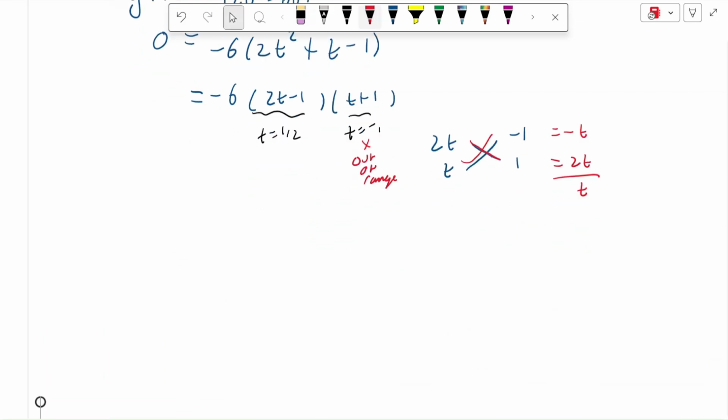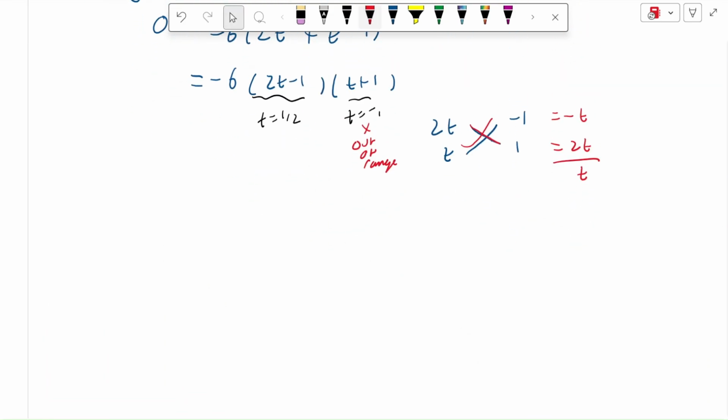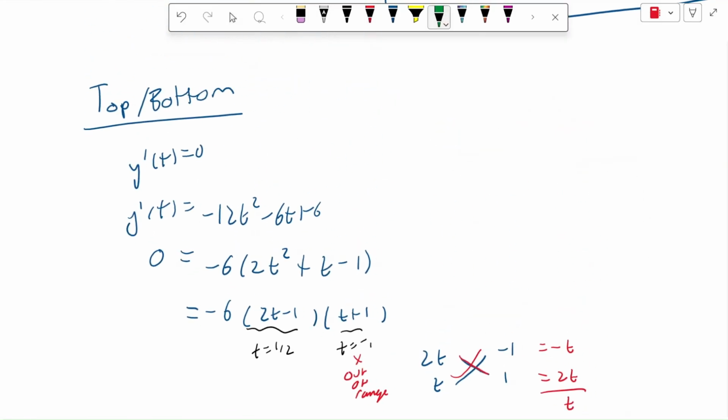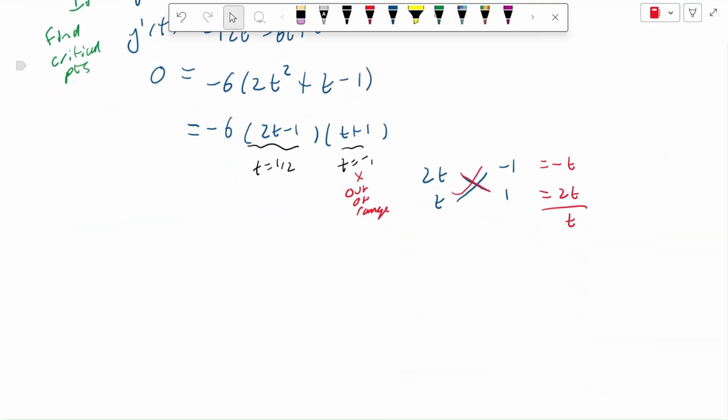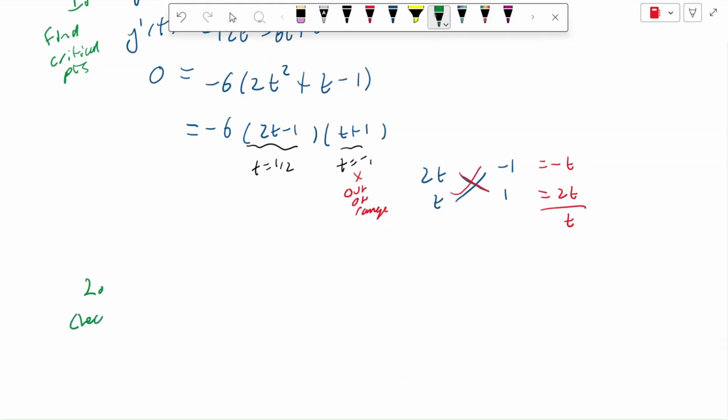And then what we'd like to do is check. So basically this is step 1, to find what I'm going to call the critical points. And then step 2 is to check both your critical points and endpoints.